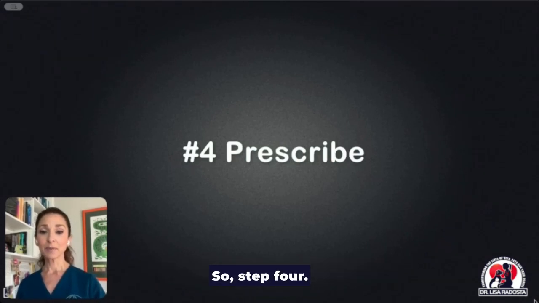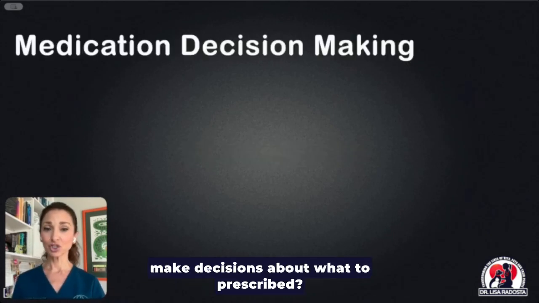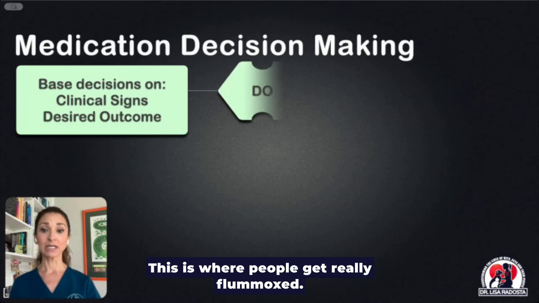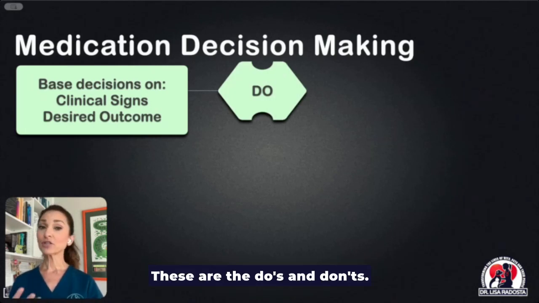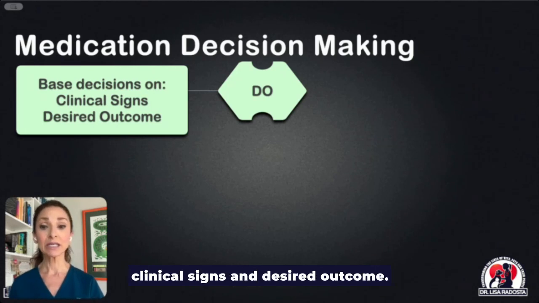So step 4. How do you start to make decisions about what to prescribe? This is where people get really flummoxed. These are the do's and don'ts. Number 1, base your decisions on clinical signs and desired outcome.